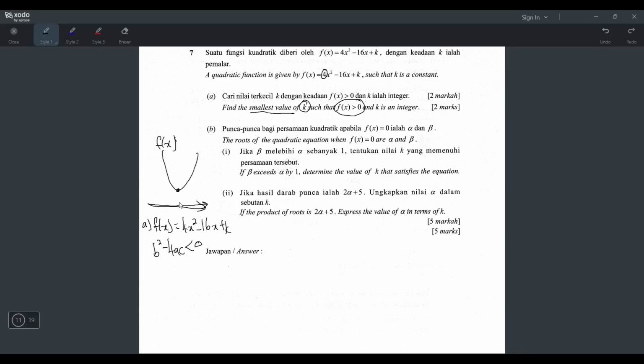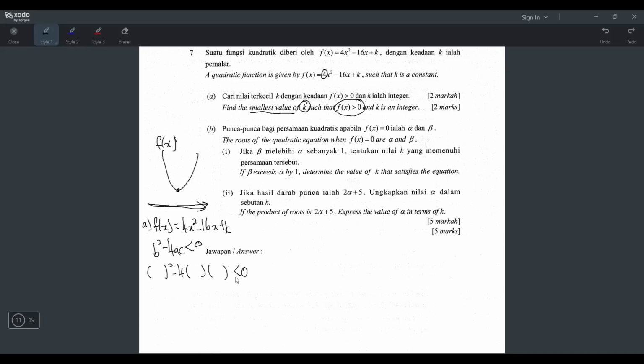No roots means your discriminant is negative. Discriminant means b squared minus 4ac. So now you just substitute inside, and then less than 0. Let me give you some tips. These tips are very useful.